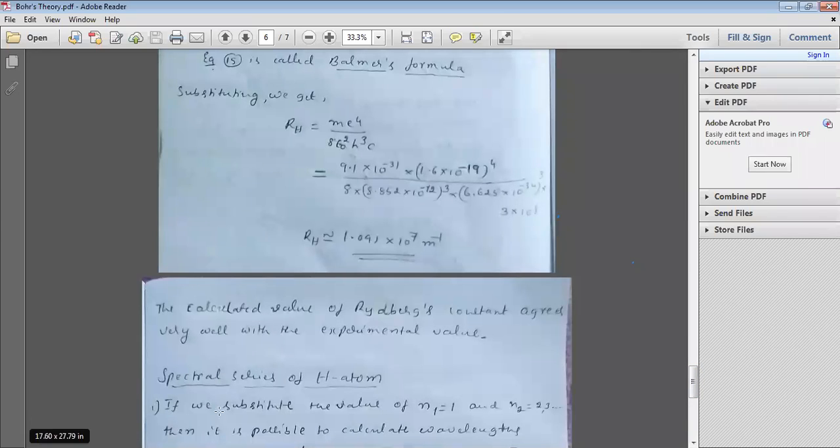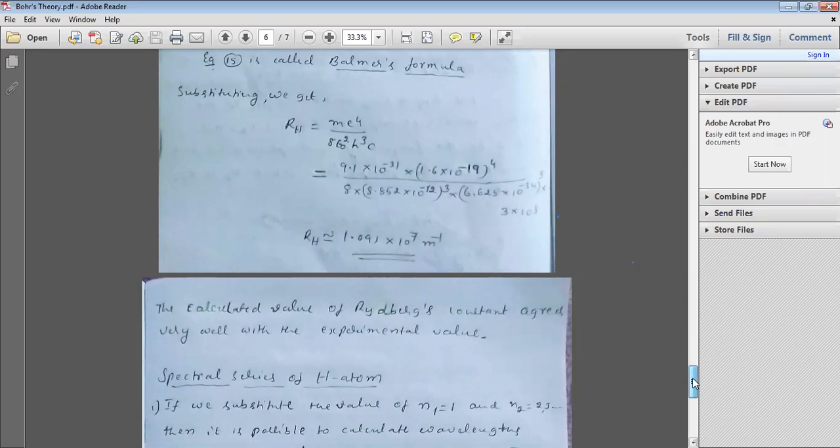One can find out Rydberg's constant experimentally also. And whatever experimental value we have found, that value and this theoretically calculated value according to Bohr's theory are matching very well. Okay, in fact this is one of the experimental supports for Bohr's theory. The value of Rydberg's constant that we have calculated from Bohr's theory matches very well with the experimental value. This is one of the experimental supports to Bohr's theory.